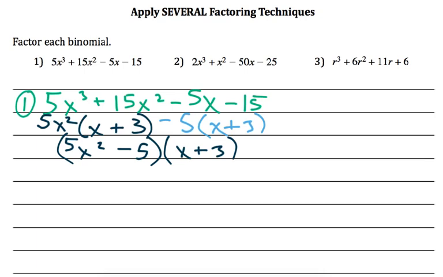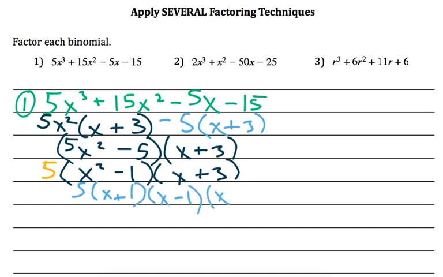Now, I'm not done factoring. Now I think I would like to deal with this 5. So I'm going to factor the 5 out to the left, which will leave me with x squared minus 1 times x plus 3. And now I recognize x squared minus 1 as a difference of squares. So I'll write 5 times x plus 1 times x minus 1 times x plus 3.